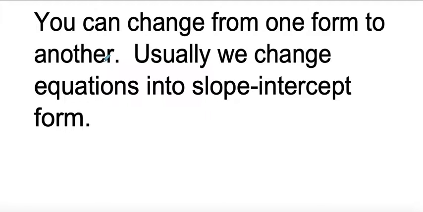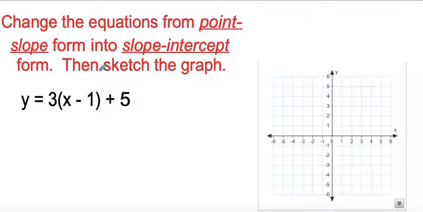So we can change any of these forms to any other form of a linear equation, but we're going to start by just changing any of these forms into slope-intercept form. So I'm going to take point-slope form, and I'm going to take standard form, and we're going to turn that into slope-intercept, because we know that slope-intercept is something that we can graph pretty easily. All right, so if we have an equation like this, y equals 3 times x minus 1 plus 5, so this is point-slope, right? We have our slope, and we have a point on the line. Now we could graph that in that way, or we could change this into slope-intercept, right?